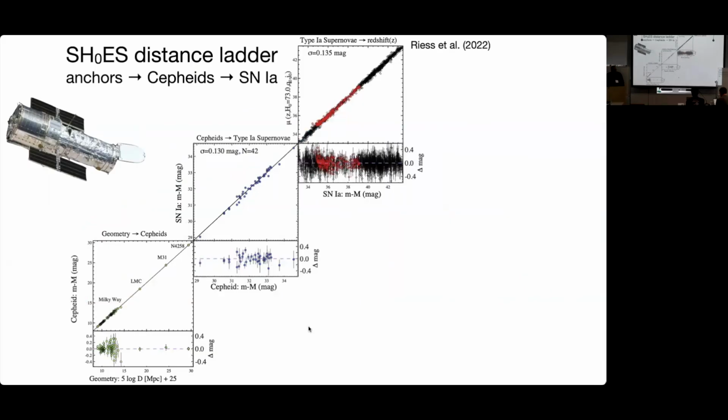Another starring role for type 1a supernovae is the local distance ladder. And here you really do need to know the absolute distance to some supernovae to figure out the expansion rate of the universe, Hubble's constant.